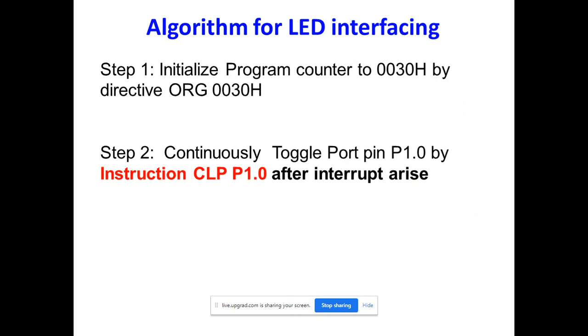According to that I will just make the changes within the program. First initialize the program counter from the scratch pad, then continuously toggle the LED which is connected to P1.0 by the instruction complement P1.0. Suppose it is 0, it becomes 1. Suppose it is 1, it becomes 0 with the help of the complement instruction.